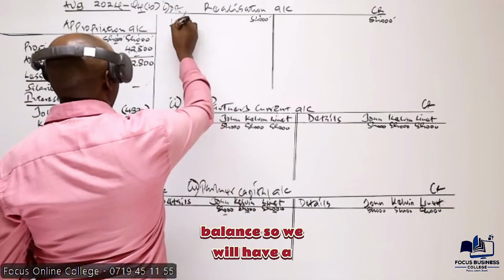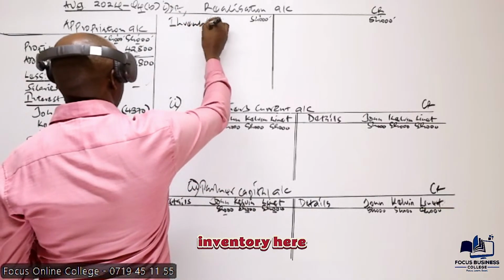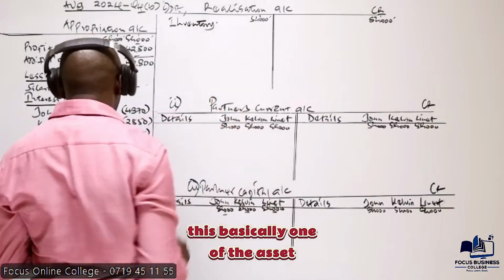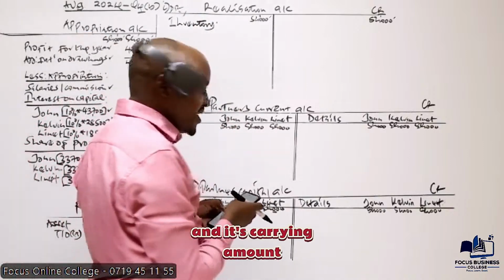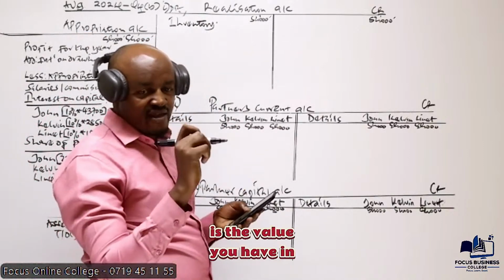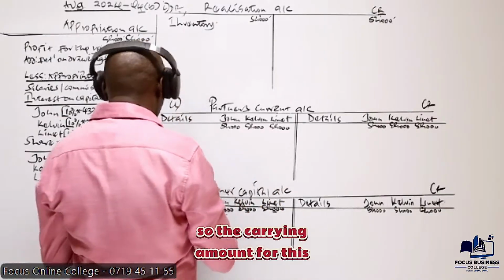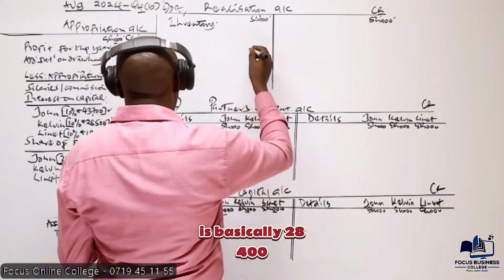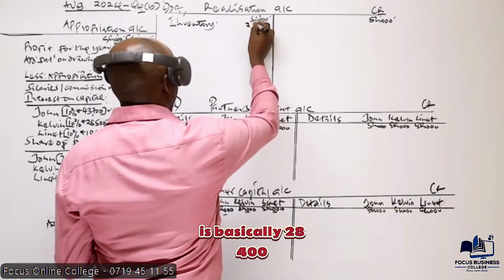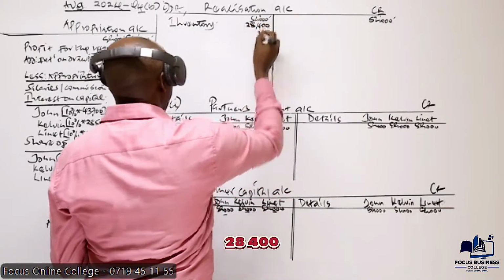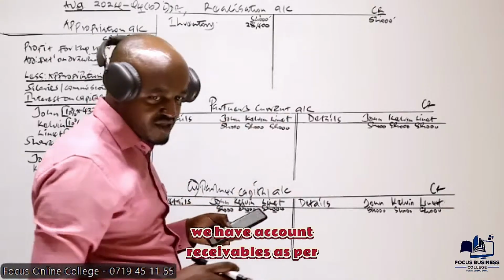So we will have inventory here. This is basically one of the assets which was taken over, and its carrying amount is the value we have in the trial balance, not the value which is given in note number 4. So the carrying amount for this is basically 28,400. Below that, we have account receivables.